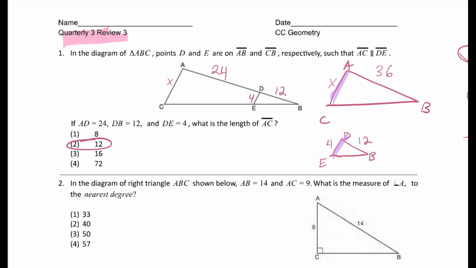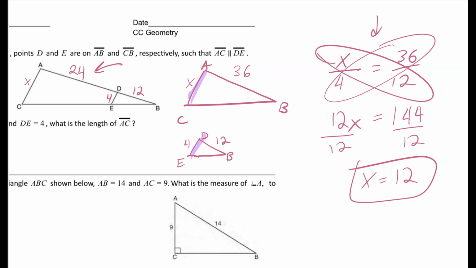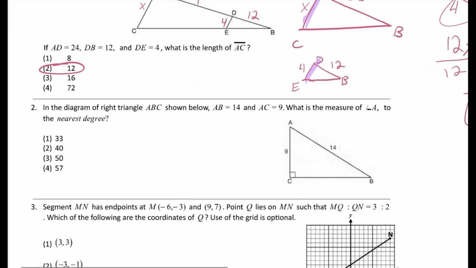So just be careful. I didn't actually use that 24 anywhere in my proportion here, because that's not a side length of a triangle. The only reason I have that is to help me get that 36 there. So it might be a good idea to redraw these triangles to help give you an idea.